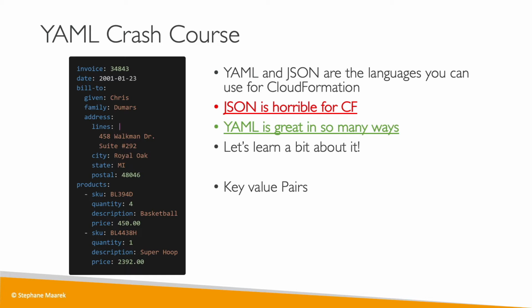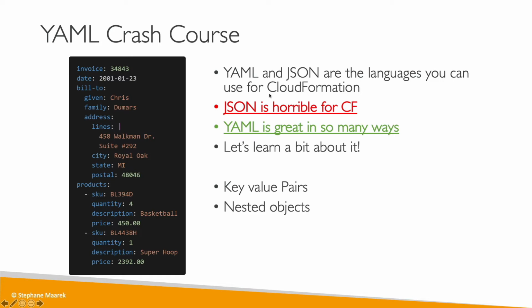The first one is key value pairs. The idea is that if you look at the first line, invoice, then there's a colon, and then there's a number. The key is invoice, and the value is 34843. If you look at date, and again, there's a colon, then there is a date. This is actually a string, which is 2001-01-23. So these are key value pairs.